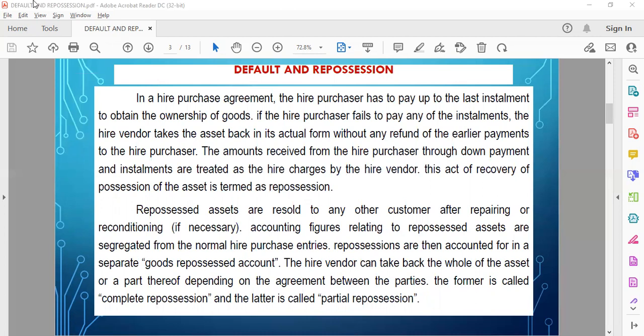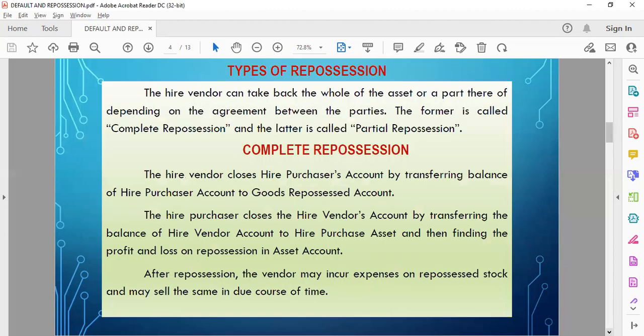Repossessions are accounted for in a separate goods repossessed account. The hire vendor can take back the whole of the asset or a part thereof, depending on the agreement between the parties. The former is called a complete repossession and the latter is called partial repossession. Next, we can see the different types of repossession.